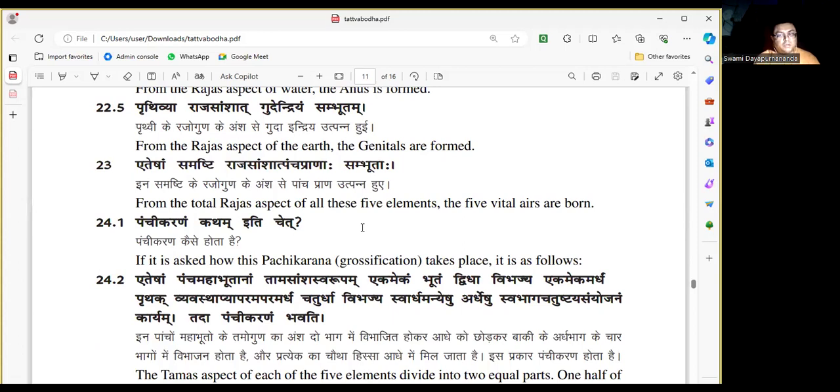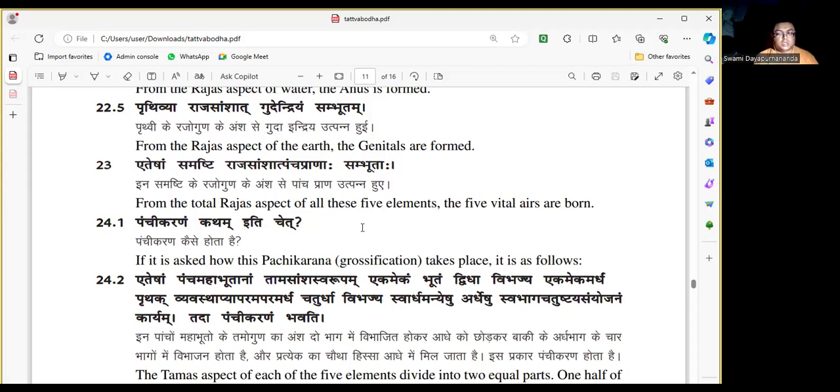So he is saying that if it is asked how this Panchikarana, grossification, takes place, it is as follows. He will give the process of Panchikarana. This process is called Panchikarana, meaning from the Sukshma aspect of the Gyanendriya, Karmendriya, Pancha Prana, Antahkarana, and the Pancha Mahabhuta, the Sukshma Bhuta, how this gross body is formed: gross Akasha, gross Vayu, gross Teja, the fire which we see with our eyes, and the water which we touch, in the gross form.